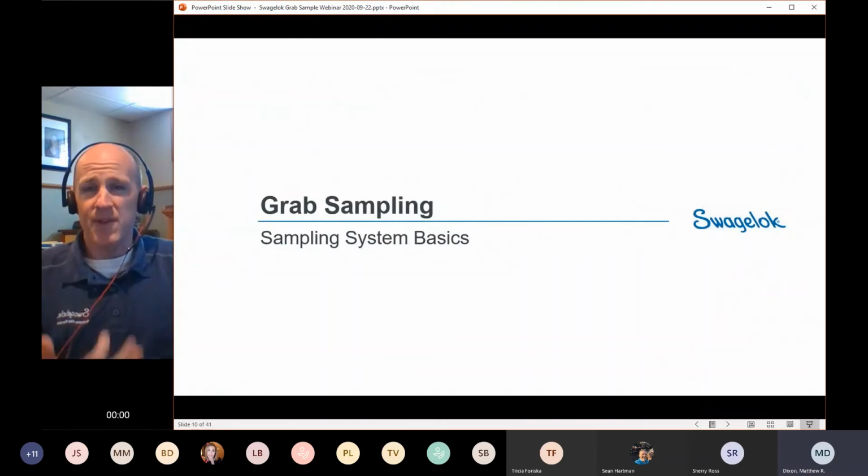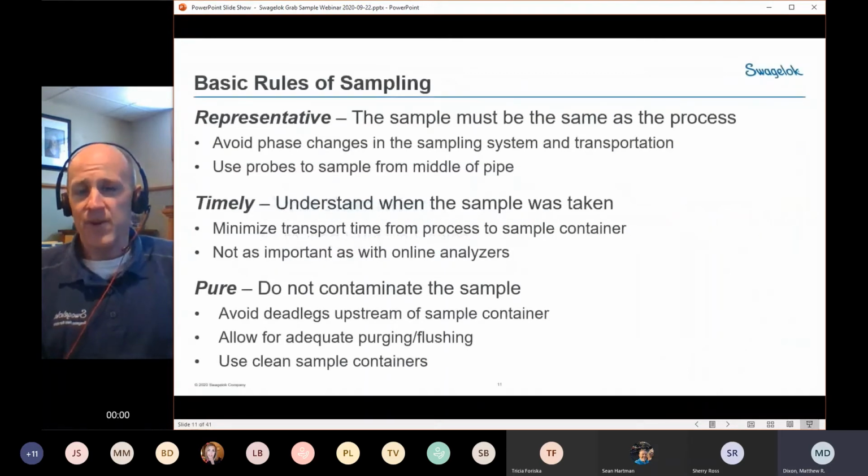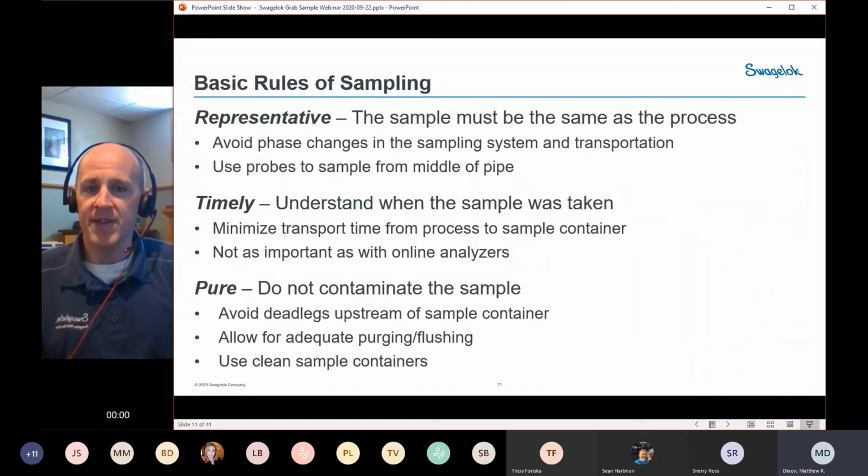All right, so let's talk a little bit about some of the different basics that we talk about when we're looking at sampling system design. So a few different ideas, a few different concepts. We like to say that we want our sample to be representative, timely, and pure. So what do we mean by that?